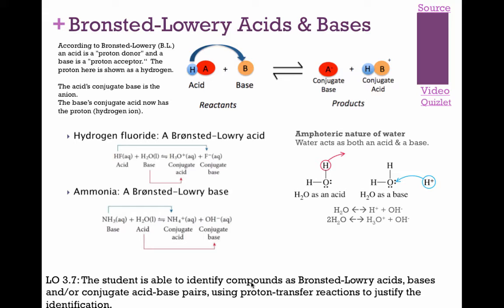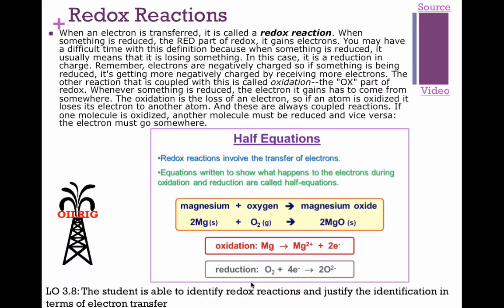Bronsted-Lowry is really what we focus on, right? Conjugate acid-base pair. Don't forget that amphoteric is a thing, right? Acts as both an acid and a base. And then redox. Okay. Electrons are transferred during redox, whether you remember LEO goes GER or OIL RIG, right?